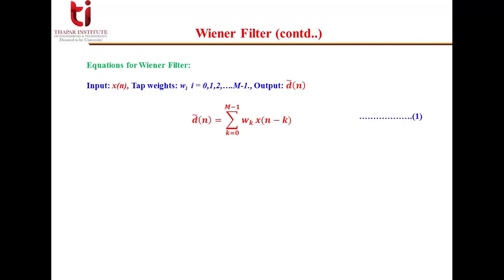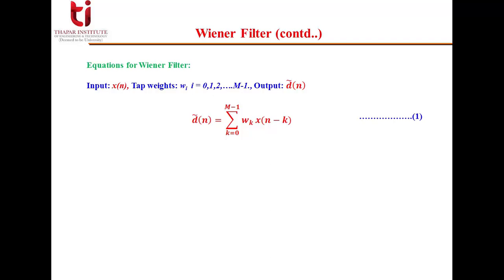Now let's see what are the basic equations we are considering for this Wiener filter. As we have said, this input is represented as xn, and we have tap weights from 0 to m minus 1 represented by W. So Wi is nothing but tap weights, and output of this filter we are considering as d tilde n. Now how do we obtain this d tilde n in equation form? You can say d tilde n is nothing but the convolution of input and the tap weights. So we get equation number 1 as d tilde n is equal to summation k running from 0 to m minus 1 of wk into x of n minus k.